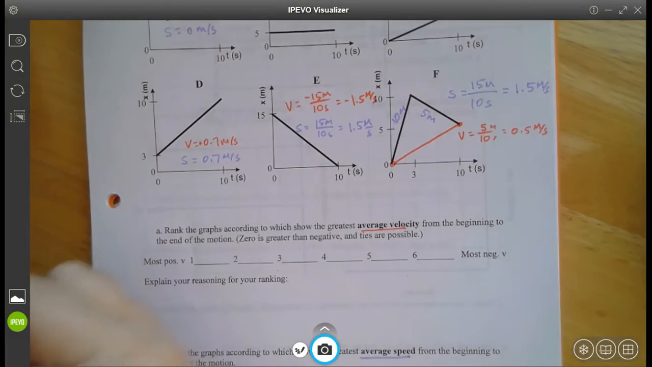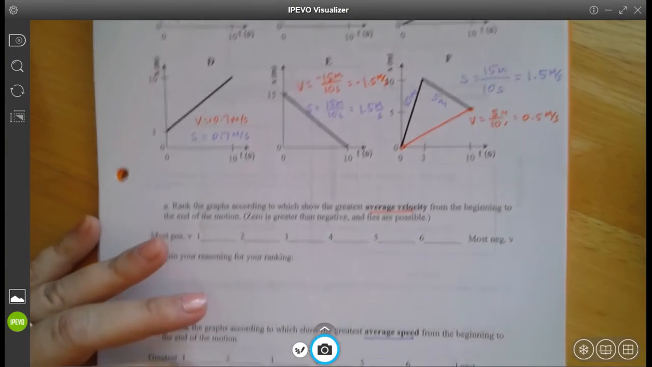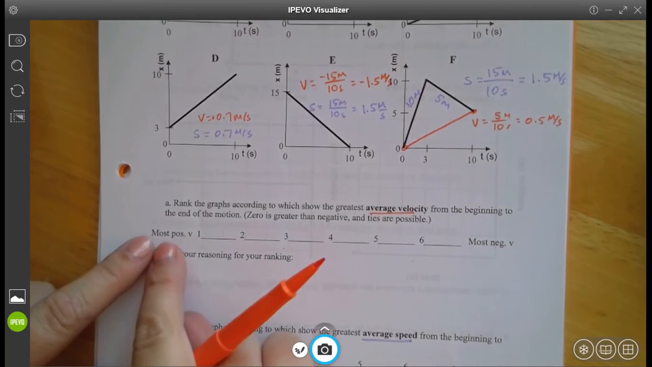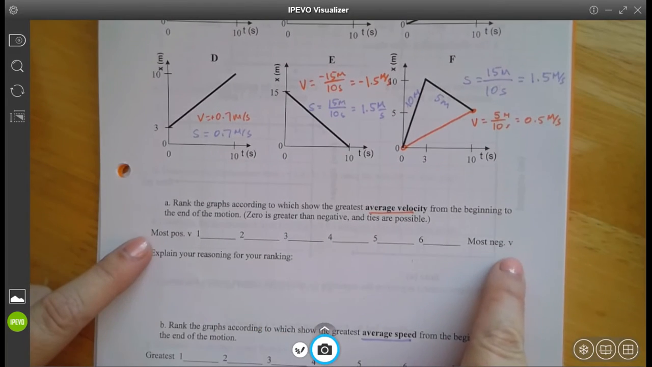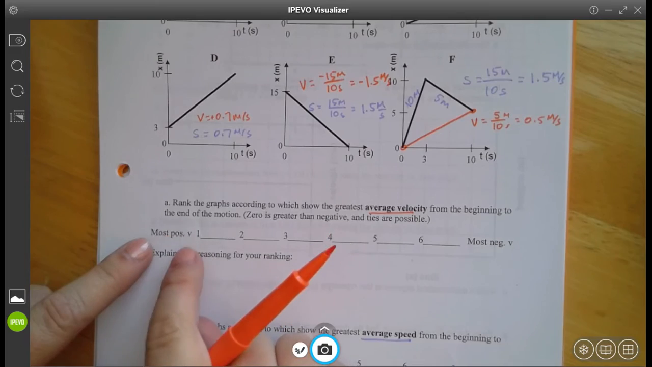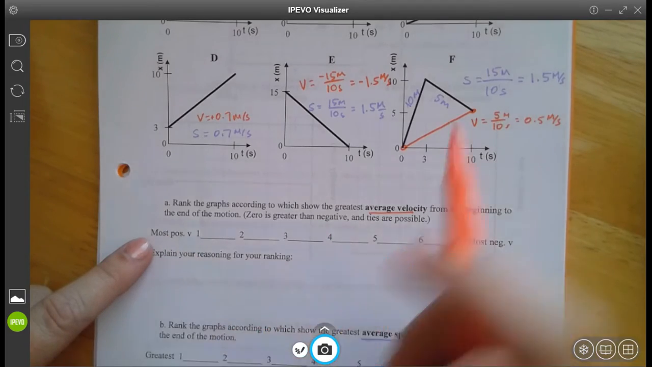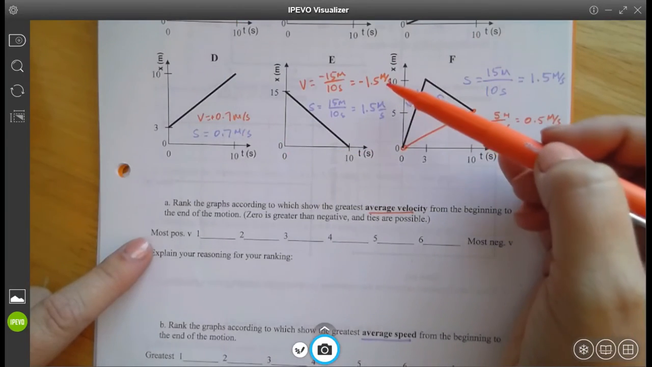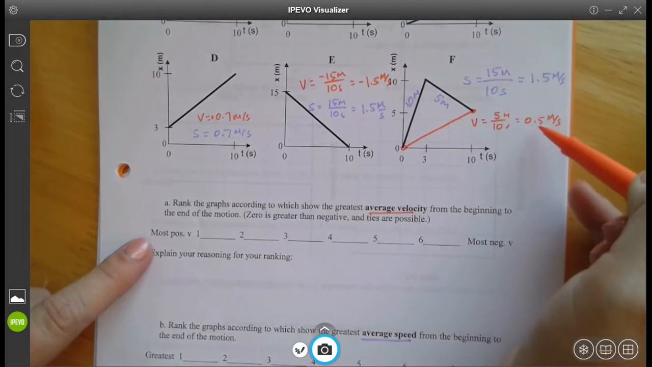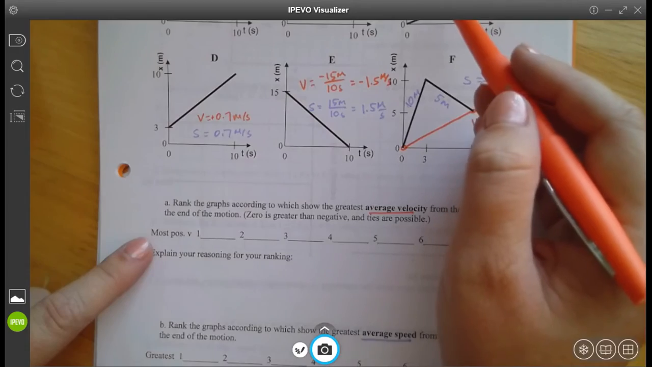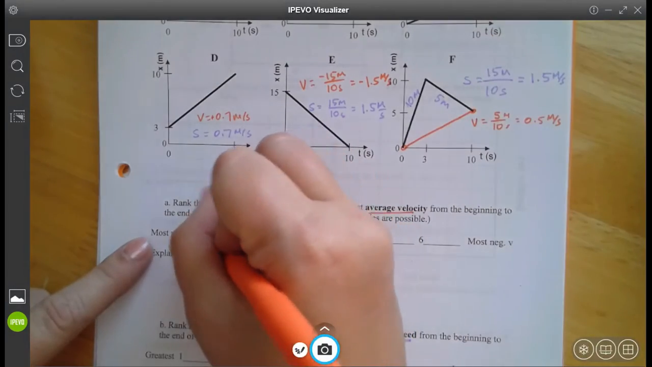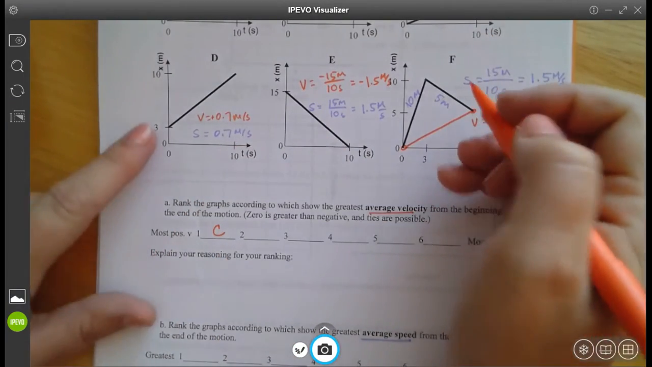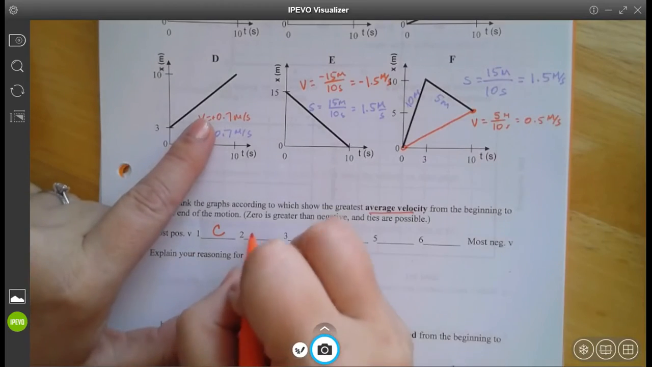Now, to rank them. What I'm going to do first is rank these. So I need to go most positive to most negative. So I'm going to find the biggest one that's positive, right? I've got a couple of zeros. I have a plus 1, plus 0.7, a minus 1.5, and a 0.5. The 1 is going to be the biggest one. So I'm going to put a C here. The next is D with 0.7.